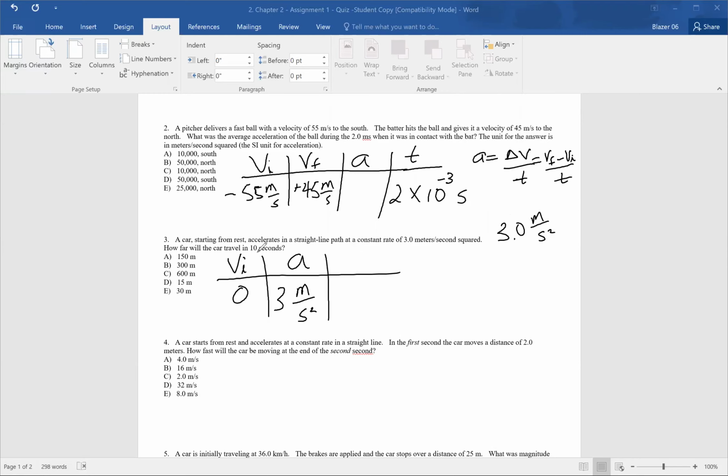How far will the car travel in 10 seconds? So my time is 10 seconds. And I'm looking for the distance. How far will it travel in 10 seconds? And I know it's along the x-axis, so normally I write this as what? As x. All right. My equation is very simple. X is V initial times time plus 1/2 acceleration times time squared.